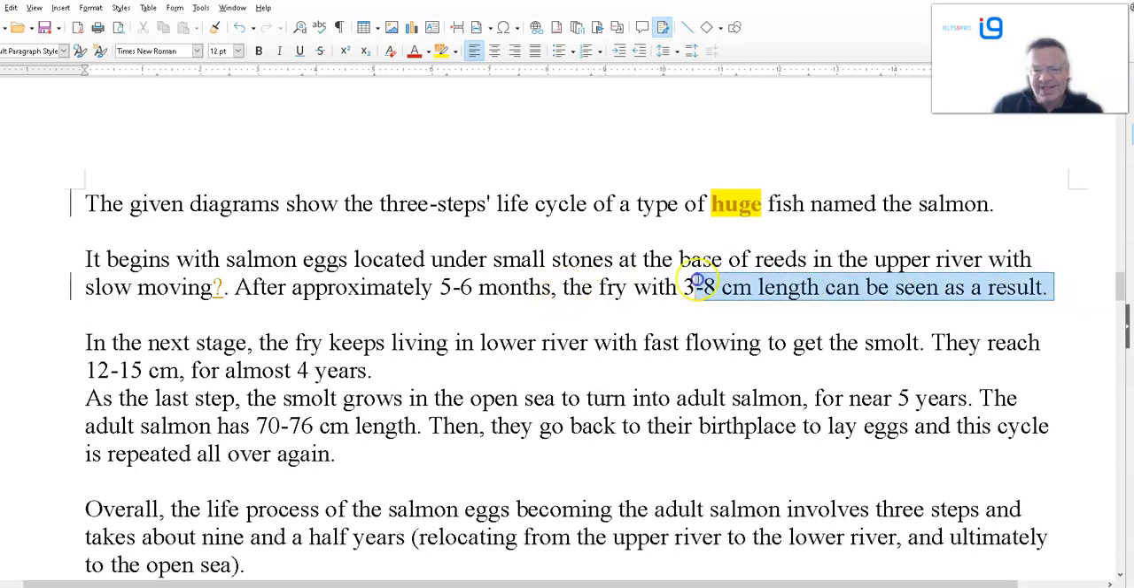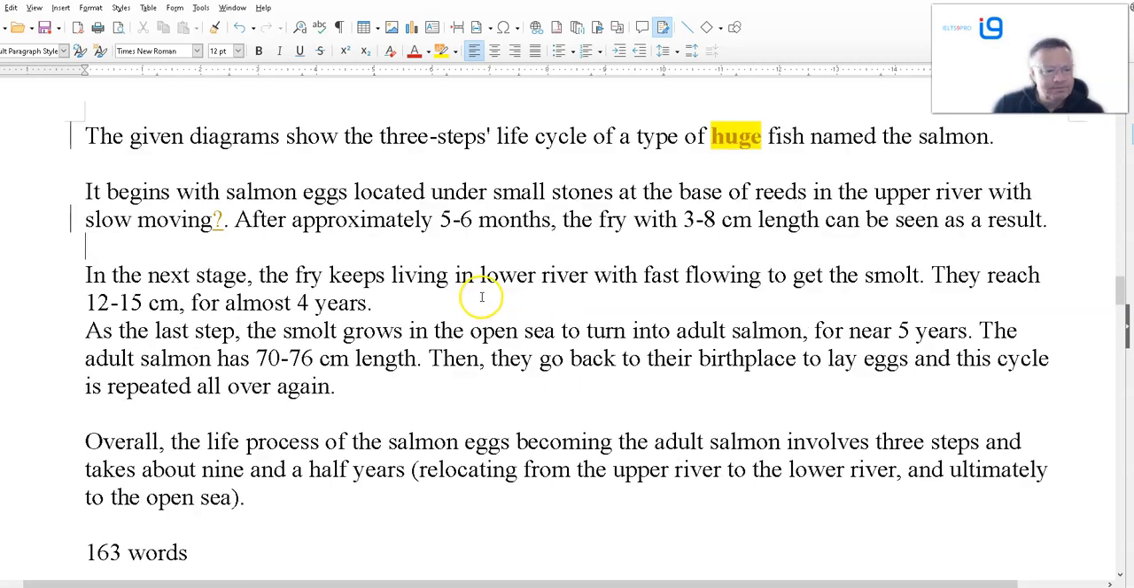The fry can be seen. As a result, well, they hatch and turn into fry. Keeps living in the lower river with fast flowing to get the smolt. Alright. They reach 15 centimetres for almost 4 years. They reach 12 to 15 centimetres. You mean it takes approximately 4 years for them to reach 12 to 15 centimetres, which is not the same.